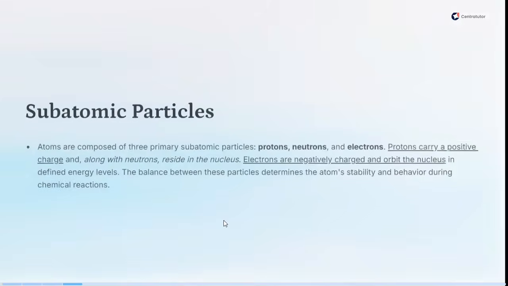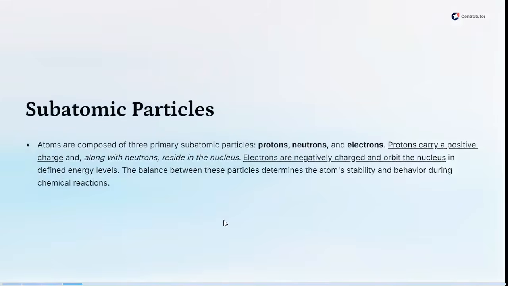So let's see subatomic particles. As I said at the beginning, atoms generally are seen to be made up of just electrons and the nucleus. But if you zoom in clearly, you would see that it's not just electrons and the nucleus that exist as the structure of an atom. We have other subatomic particles within an atom, and these particles are known as protons and neutrons.